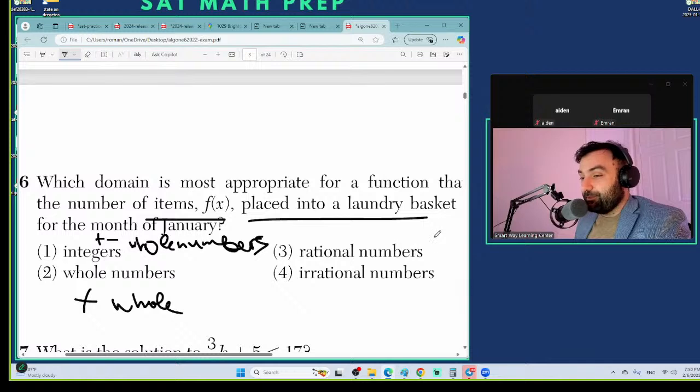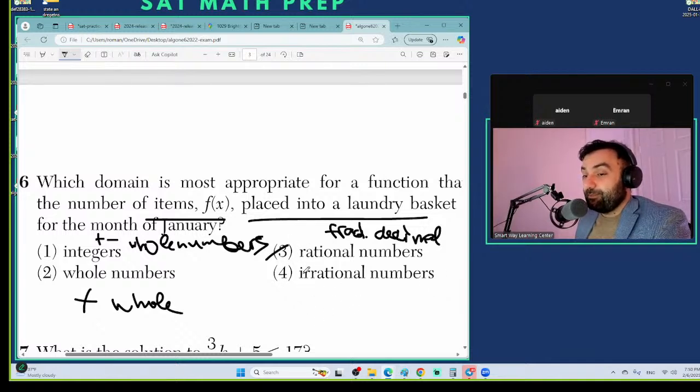Rational numbers can be fractions or decimals. So basically, laundry items cannot be fractions. We can't have 1/3 of a shirt or 1/5 of a jacket, right? So this is out of the question.